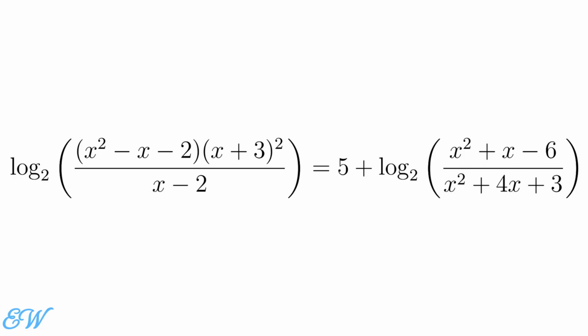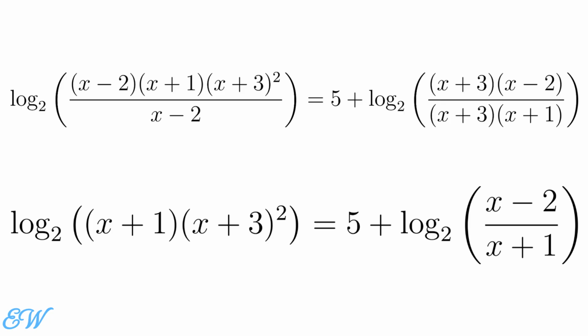Next we can use the addition and subtraction rules of logarithms to simplify. Whenever two log values are subtracted, you can say that it is in the form log base something of the first value divided by the second value. And the same goes for addition, except instead of division, it is multiplication. Now we have condensed the left side of our equation into one logarithm. So now we can factor every single polynomial that is inside of our logarithms. Doing that, we see that many of the terms cancel out, leaving us with log base 2 of x plus 1 times x plus 3 squared is equal to 5 plus log base 2 of x minus 2 over x plus 1.